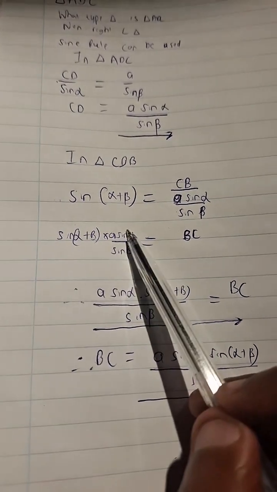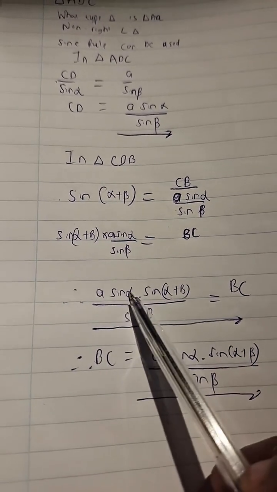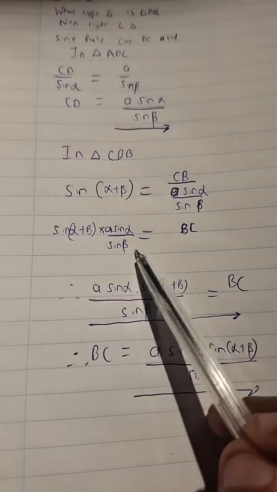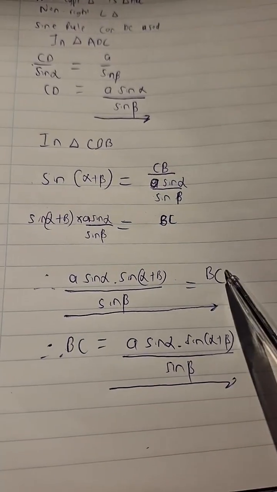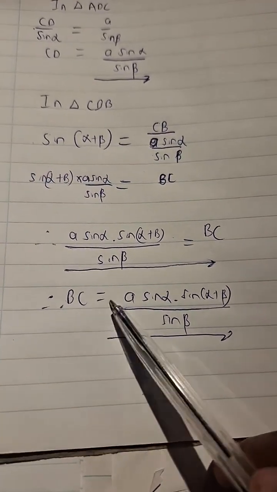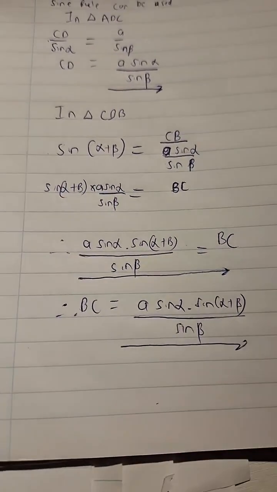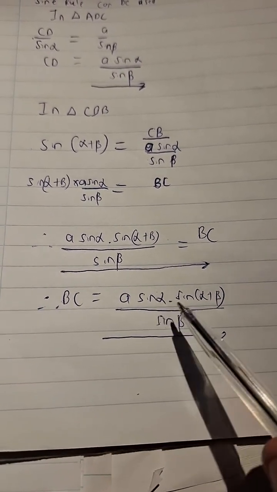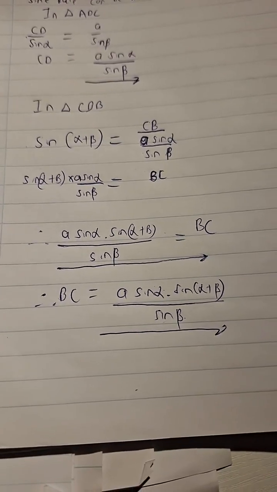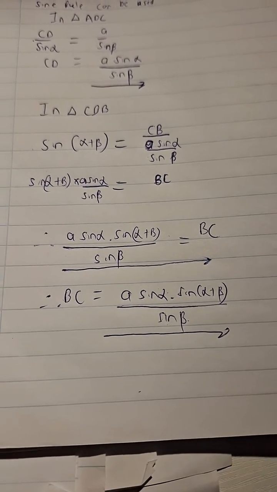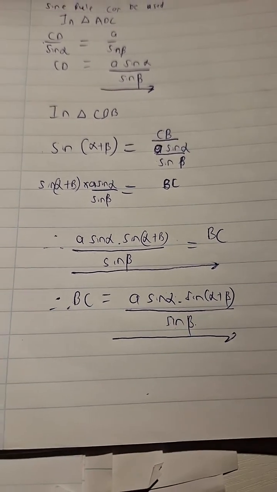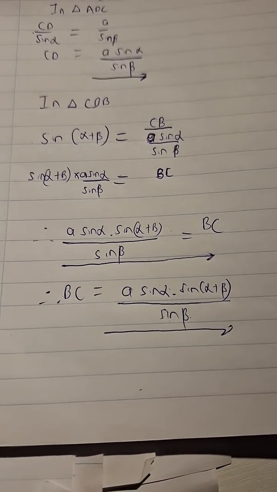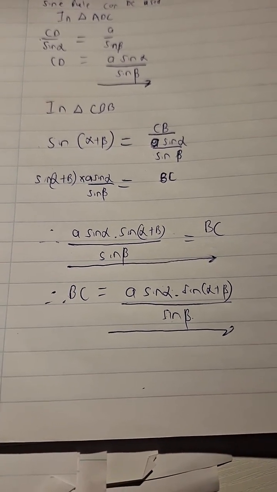So we multiply the numerator. That leaves us with A sine alpha times sine alpha plus beta over sine beta. That is BC. So that's why we conclude and say BC is equal to that. Finished. We can't cancel this sine and this sine because the angles are different. Okay, and as grade 11 learners, we end right there. Nothing more we can do, nothing less we can do, and that's it. Done.